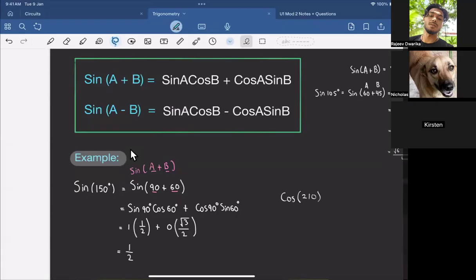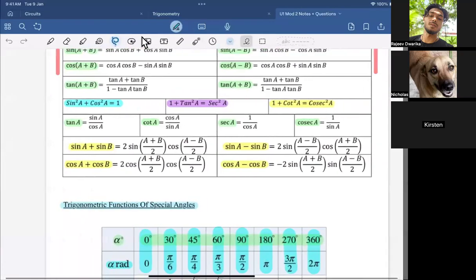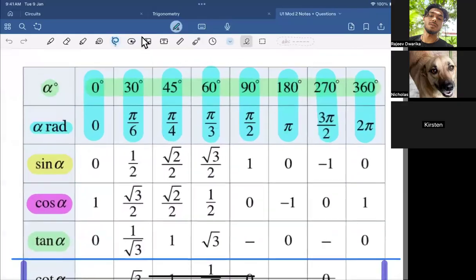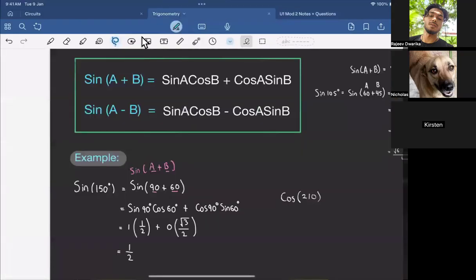All right, Kirsten, are you finished copying down the compound angle formula for sine and the example? Okay, cool. So Kirsten, just to explain, they are supposed to be angles that you know. You have a Casio, so you don't worry too much. But these are the angles you're supposed to know. You need to know 0, 30, 45, 60, 90, 180, 270, 360. Let's just say the way to find sine 150 degrees, that's not in that table.